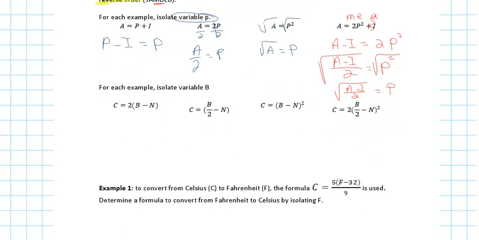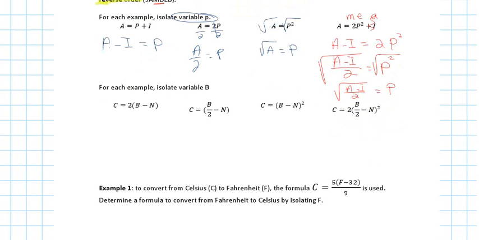What's the first thing I want to get rid of? I have 2 multiplied by (b minus n). What's the first thing you want to get rid of? Brackets? No, that's the last thing you want to get rid of. The 2. That 2. So the first thing you want to get rid of is the 2, because the last thing you want to deal with is the bracket.